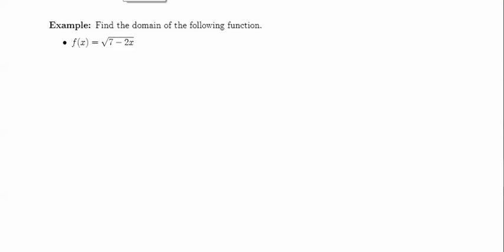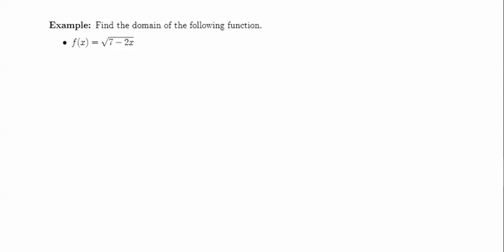In this problem, we're going to find the domain of the function f, defined by f of x equals the square root of 7 minus 2x. Remember that when we're finding the domain algebraically, there's two things that we look for. The first is whether or not any possible input values would cause division by 0. We can't divide by 0, so those numbers can't be in our domain.